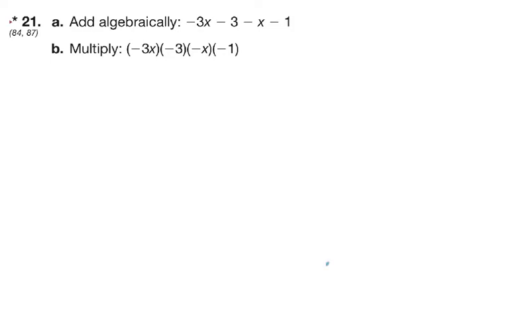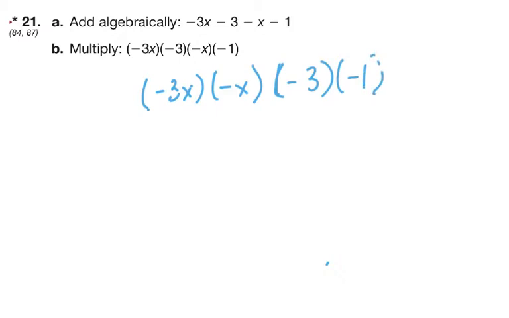And B, we're going to, again, combine everything. So we have negative 3x, and we have a negative x. Those are all the x's that we have. And then negative 3 times negative 1. Well, remember, a negative times a negative is a positive. And how many x's do I end up with? I actually end up with x squared. So I've got positive 3, because negative 3 times negative 1 is positive 3. And then x times x is x squared.